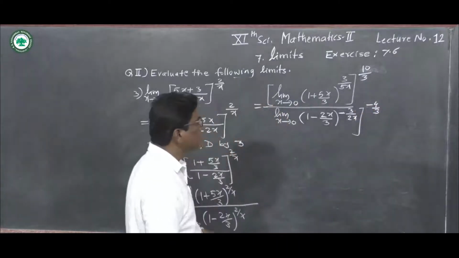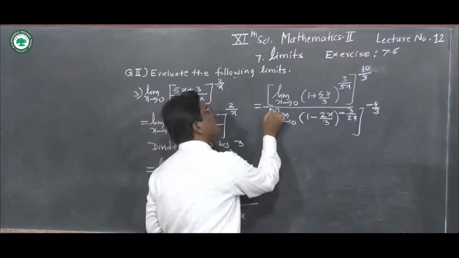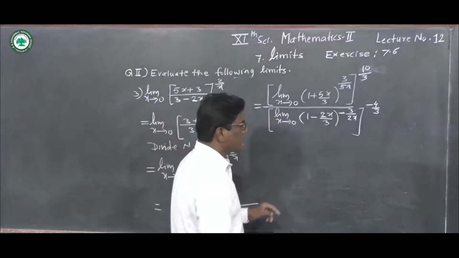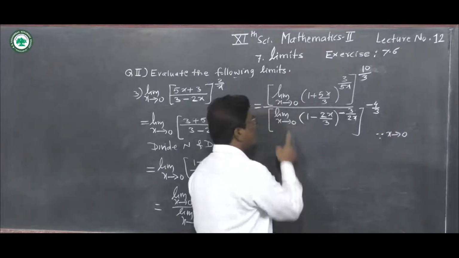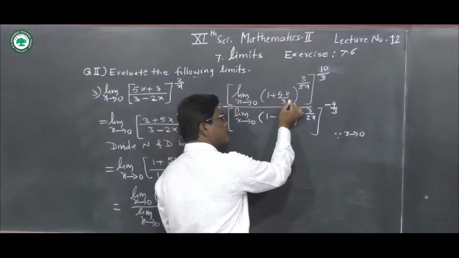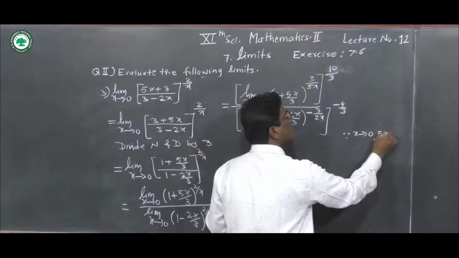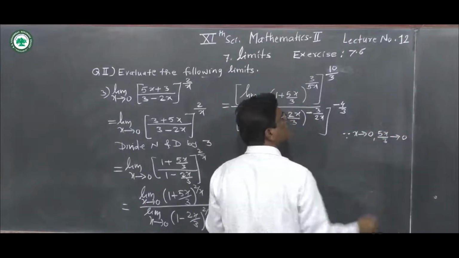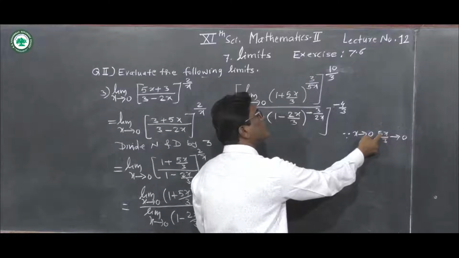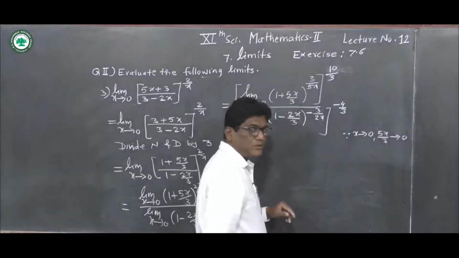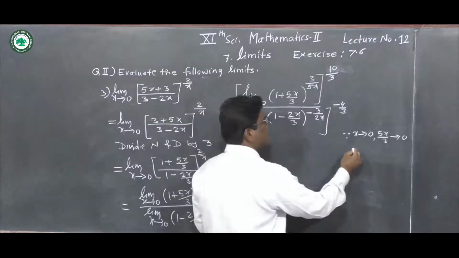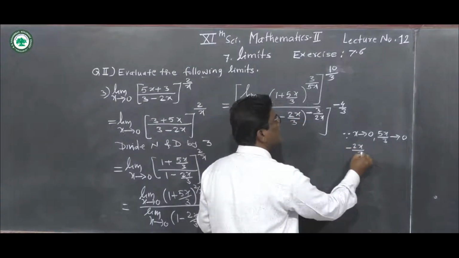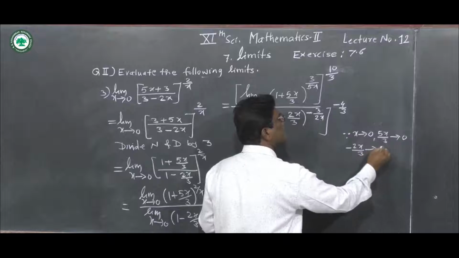And now here we use the standard formula. Take a square bracket like this. Since here x tends to 0, 5x upon 3 also tends to 0. If we put x as 0, 5 times 0 upon 3 is 0. So 5x upon 3 tends to 0. Also here, minus 2x upon 3 also tends to 0.